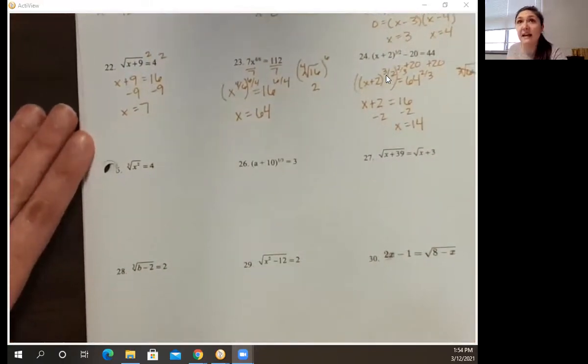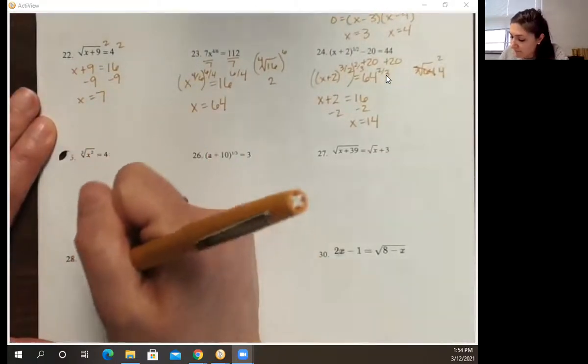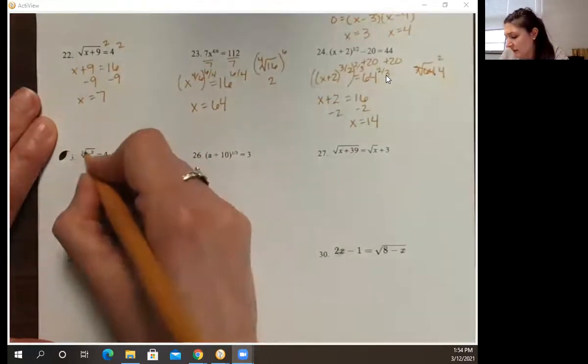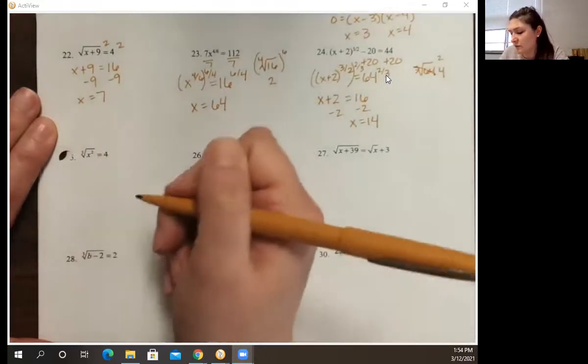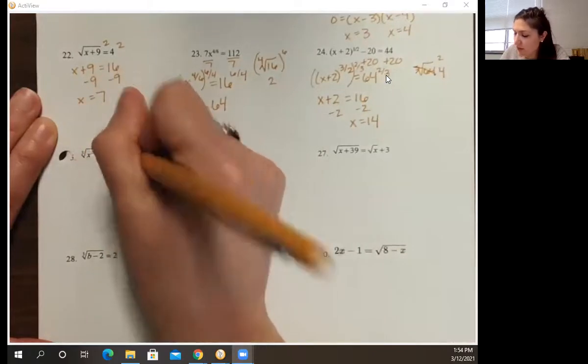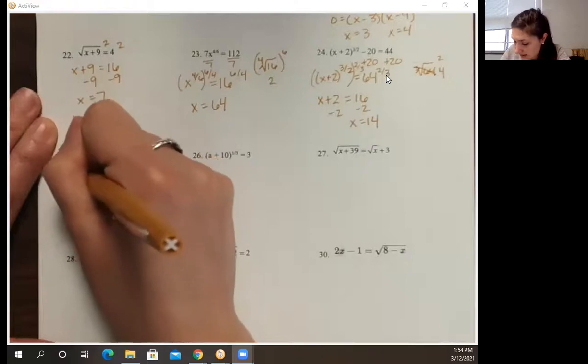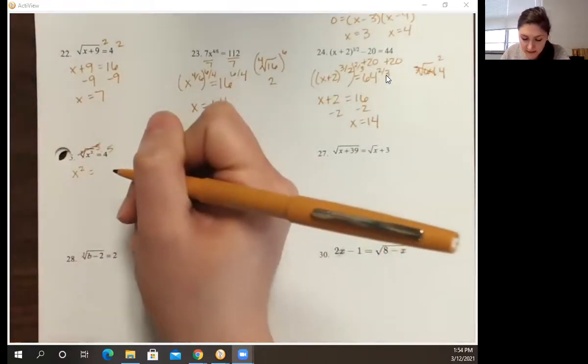Number 25, we've got a root here again. So we actually have a root and an exponent. I'm going to deal with this root first. To get rid of that fifth root, I would need to raise this to the fifth power. So I also have to raise the 4 to the fifth power. So those are gone. And I've got x squared equals 4 to the fifth.